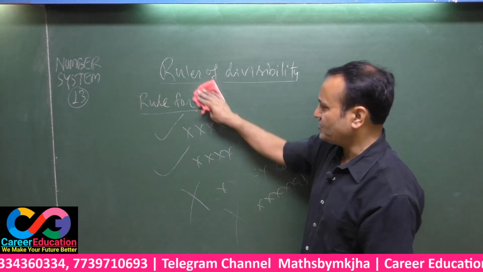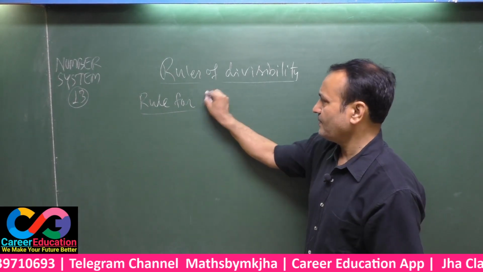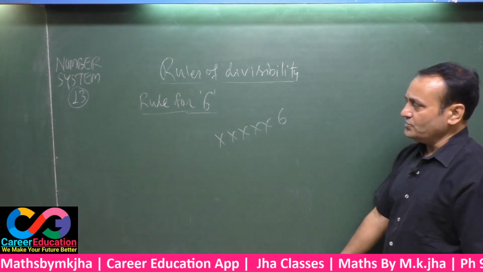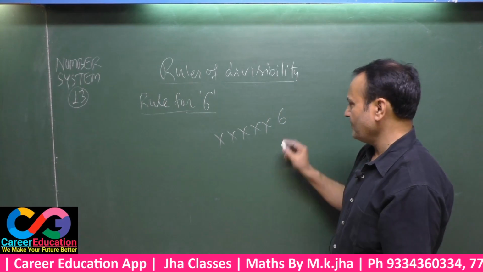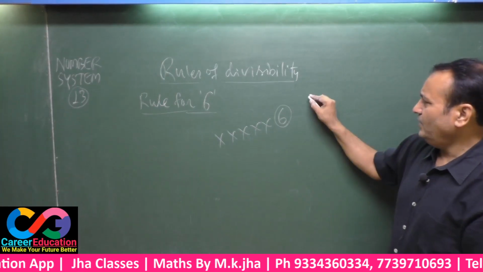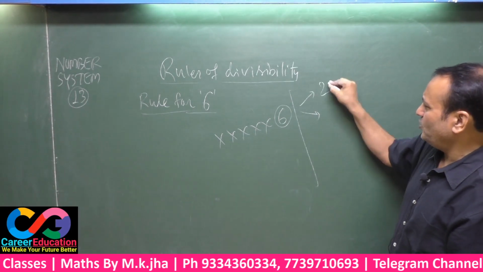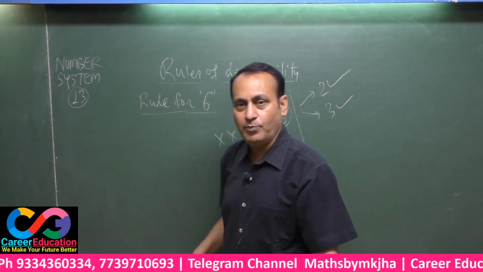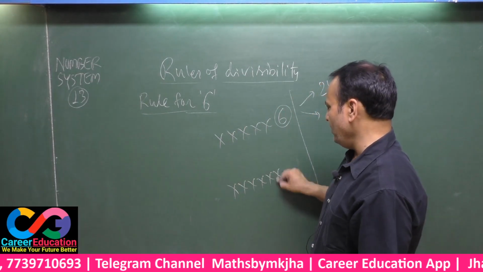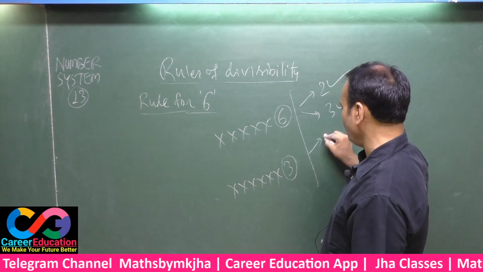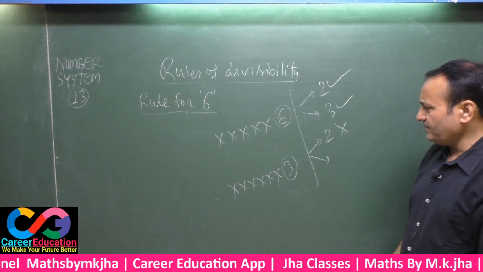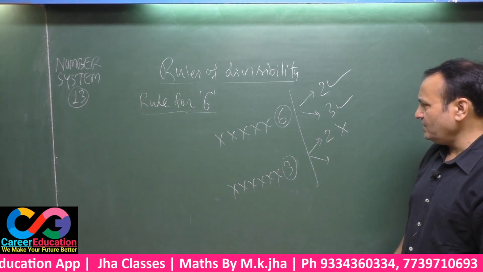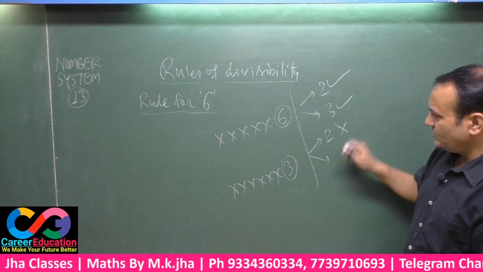Next, rule for 6. Note down. Rule for 6: if a number is divisible by 2 and 3 both, the number will be divisible by 6.